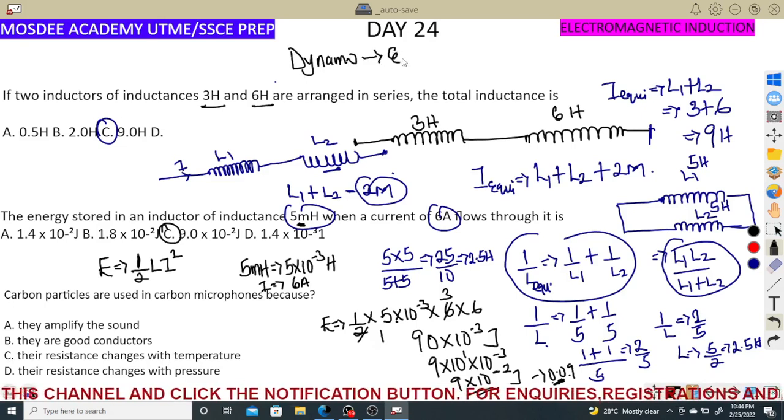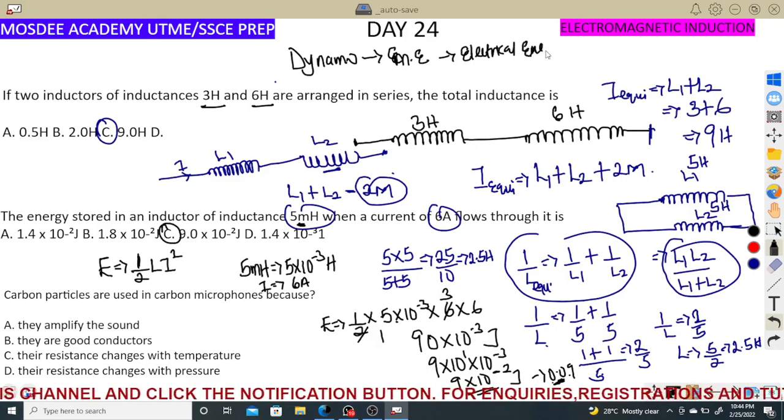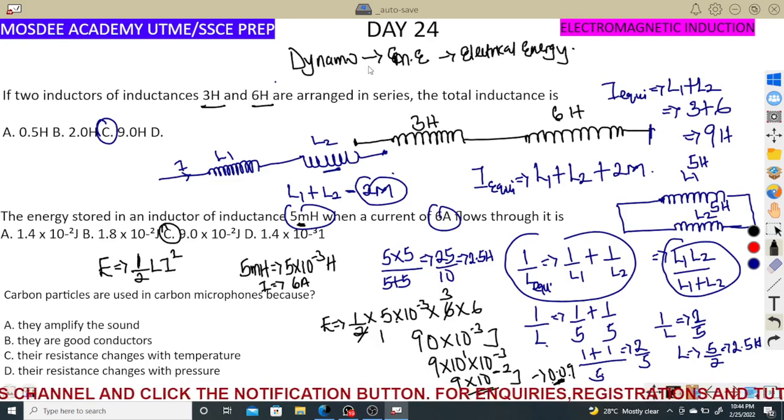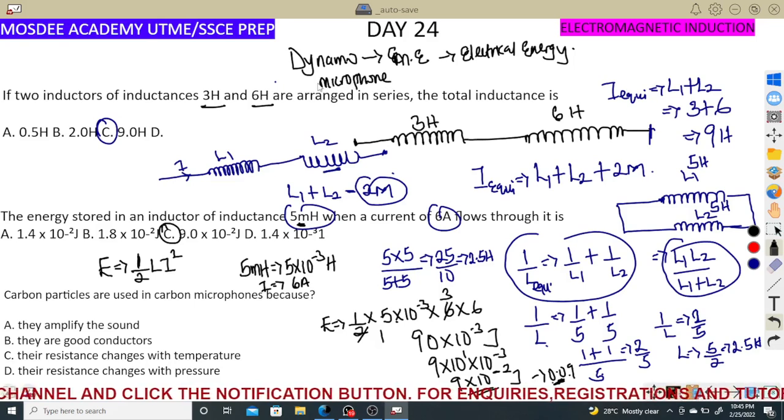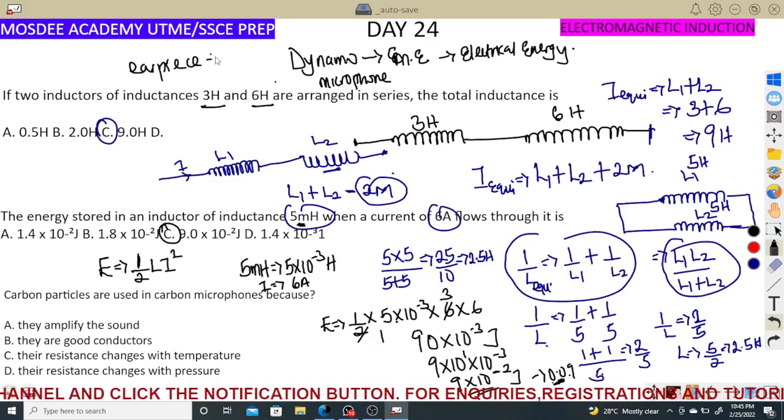A dynamo converts mechanical energy to electrical energy by rotation. We answer a question on that. Now, there's a difference between a microphone, which is what I'm using, and what we call a telephone earpiece. A lot of students do ask me about this, because they don't understand.